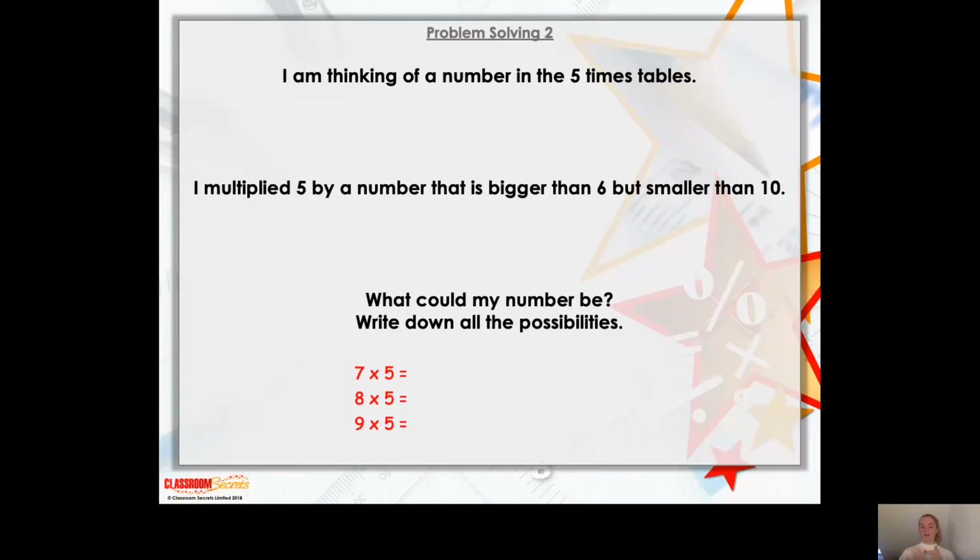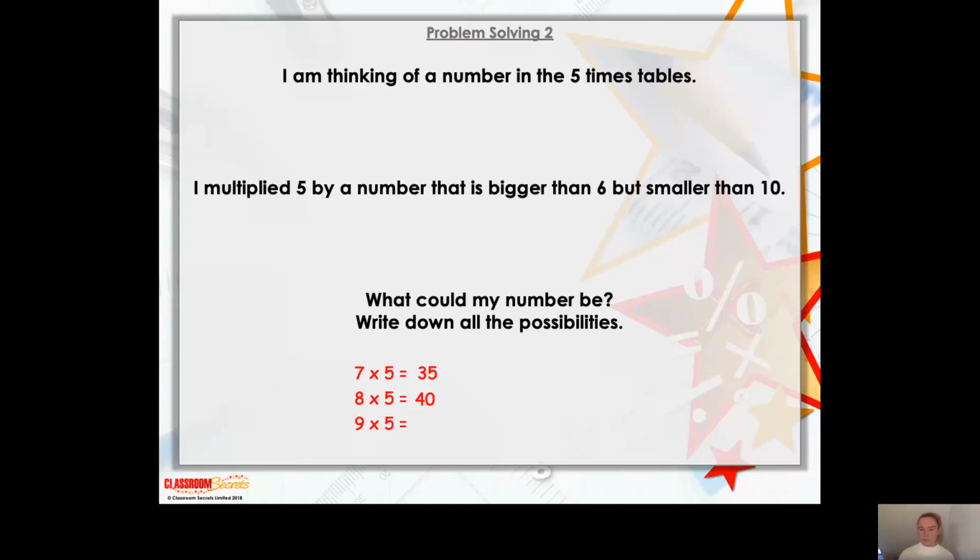7 steps of 5. 5, 10, 15, 20, 25, 30, 35. There you go. Now the next one, 8 multiplied by 5. Are you ready? 8 steps of 5. 5, 10, 15, 20, 25, 30, 35, 40. So if 7 multiplied by 5 is 35, 8 multiplied by 5 is 40.